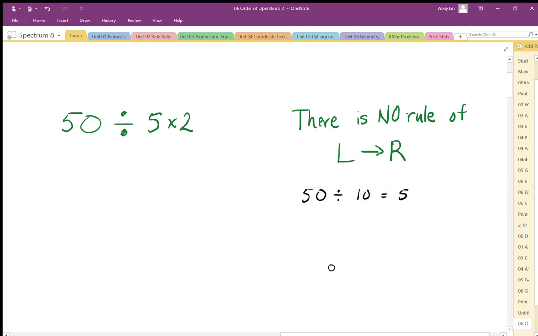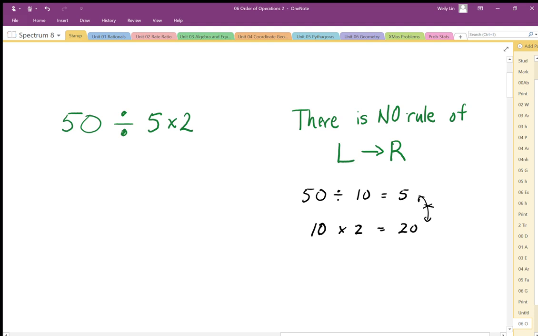But notice that if I do the divide first, we end up with a different answer. So if I do 50 divided by 5, I'm going to end up with 10, and then times 2, I end up with a different answer of 20. Now this should not happen, and this is a reason why this divide sign can be a problem. These do not match, and they should.